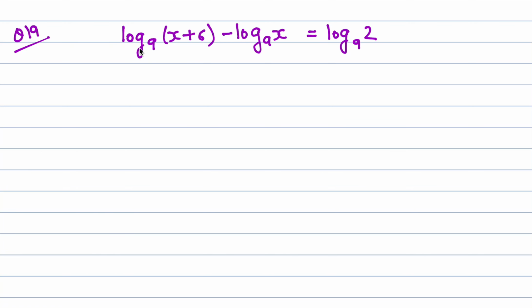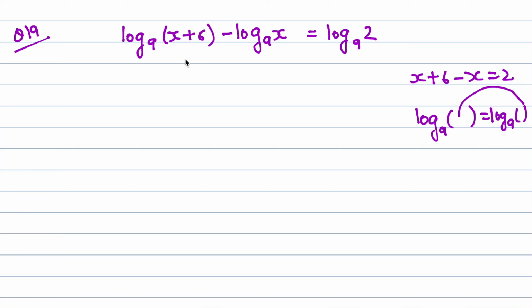Now here I cannot write it like this: x plus 6 minus x is equal to 2. That is not correct. Why? Because if we need to equate the log values, they should be like this: some value over here and some value over here. Base is same, so I can equate these values. But here it's not the case. Here there are two logs, this log on the left hand side. So first let's see what we can do.